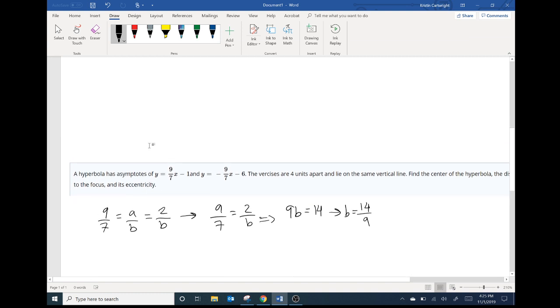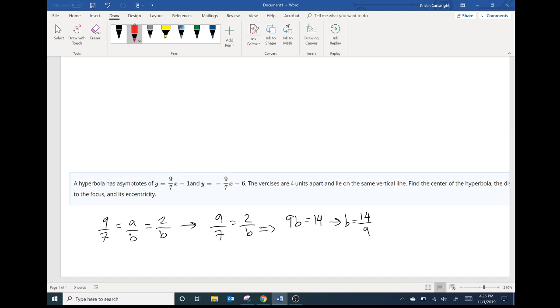So first of all, we've got to think of these asymptotes. And I'm going to write it up here. But think about what the asymptotes do on a hyperbola. They intersect right at the center. That's one of the main things we want to think about with these asymptotes, is they intersect right at the center of the hyperbola. So if I could figure out where these two lines intersect, I would know the center.